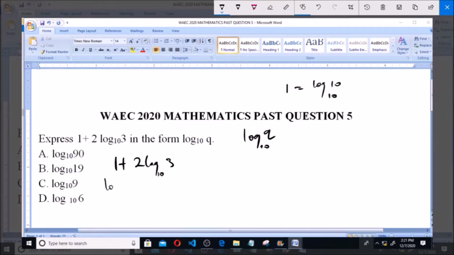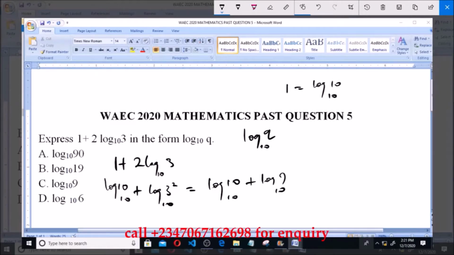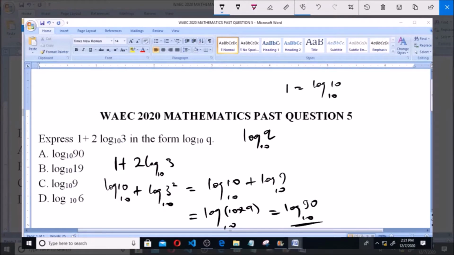So this one here is log 10 base 10. So plus 2 log 3 base 10 simply represents log 3 raised to the power of 2 base 10. So this is equal to log 10 base 10 plus log 9 base 10. Now since they are in the same base, we can simply multiply and say this is equal to log of 10 multiplied by 9 base 10, and that is equal to log 90 base 10. So this is the answer to this question, log 90 base 10, and that is option A. So now it is in the form of log q base 10, and that's log 90 base 10.